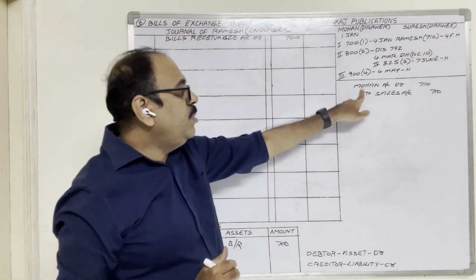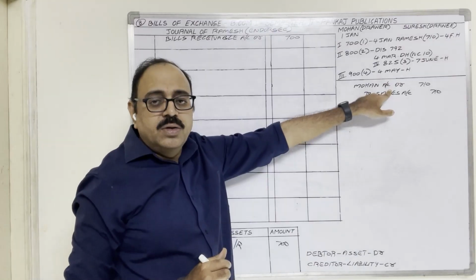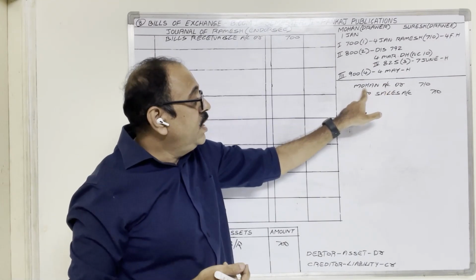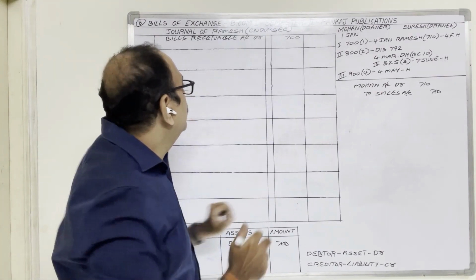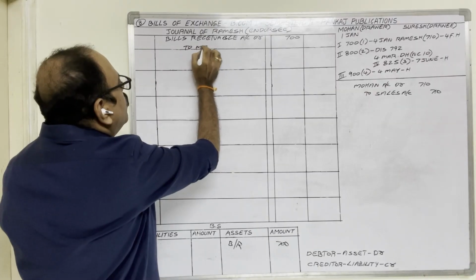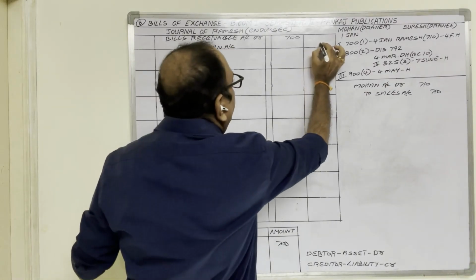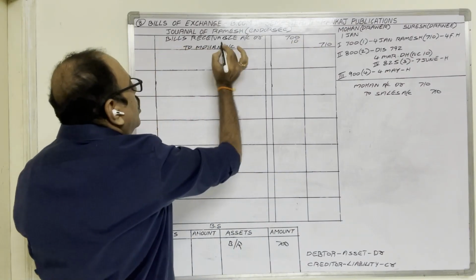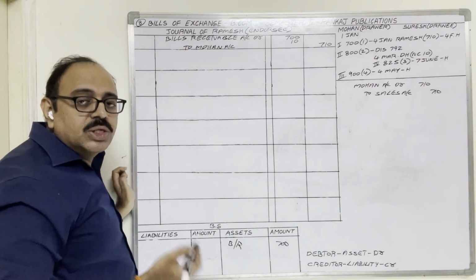Once we have debited Mohan account with 710, in books we wrote that he is a debtor. Now he is not a debtor. That debtor account we have to cancel. By crediting Mohan account, we have to cancel. To Mohan account, 710 rupees. Then that 10 rupees, what? Lost to us. Nothing but discount allowed.